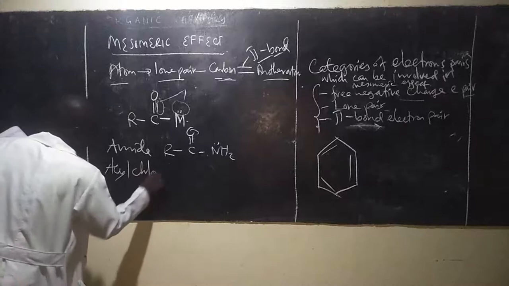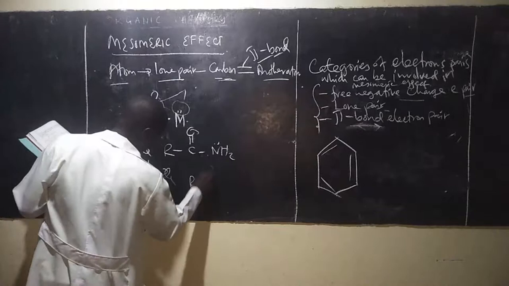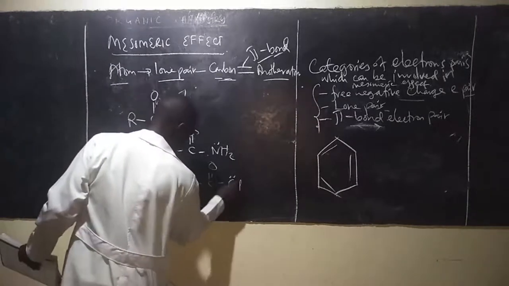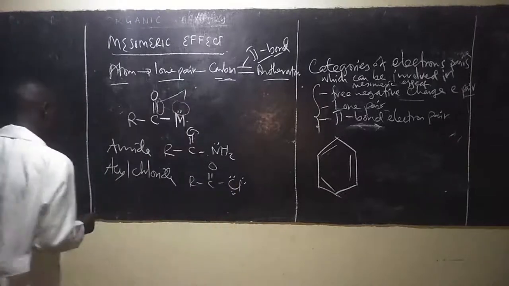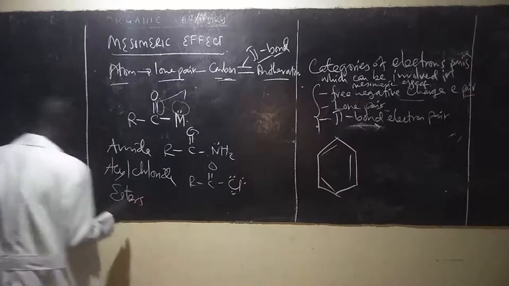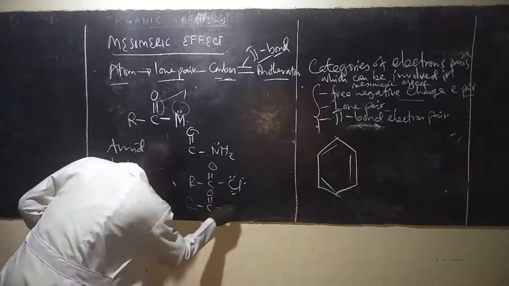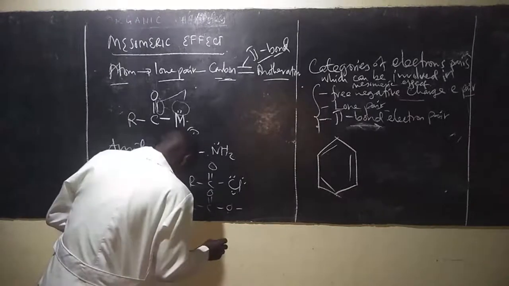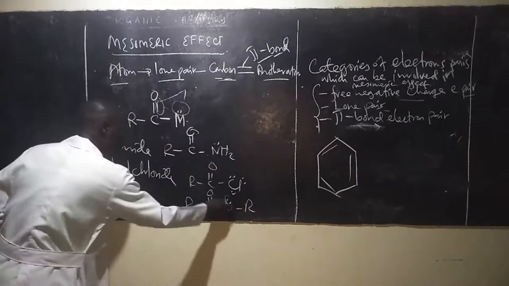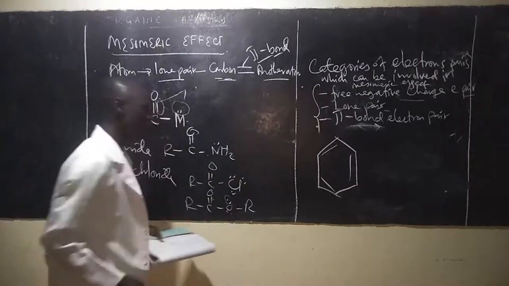Then kuna acyl chloride, hizi imetokana carboxylic acid itakuwa ni R C double bond O. Then hapa mbele tutakuwa tuna chlorine. Chlorine ina lone pair as we know. And then from there we have esters, the derivatives of the carboxylic acids. We have R, C, double bond, O, then O, then R. Hapa unaona lone pair, pi bond. Huyo oxygen ana lone pair.